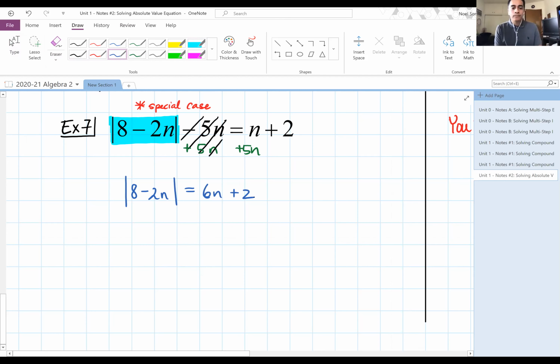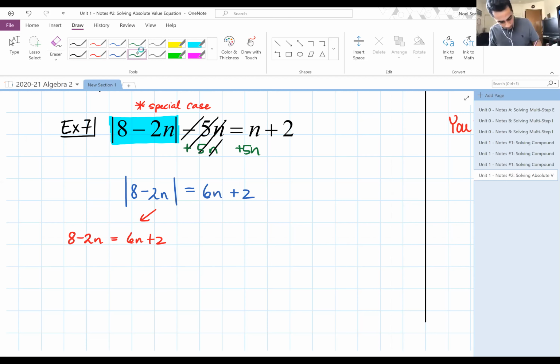Okay, all right. When the absolute value is now by itself on the left side, you're going to treat it like you would before, right? You're going to go ahead and split the equation. You're going to create 2 equations, okay? Now, the first one is very simple. You're just going to, again, copy everything without absolute value, all right? So your first equation is going to become 8 minus 2n, the inside of the absolute value, is equal to 6n plus 2, okay? Everything's the same except the absolute value, we just drop them.